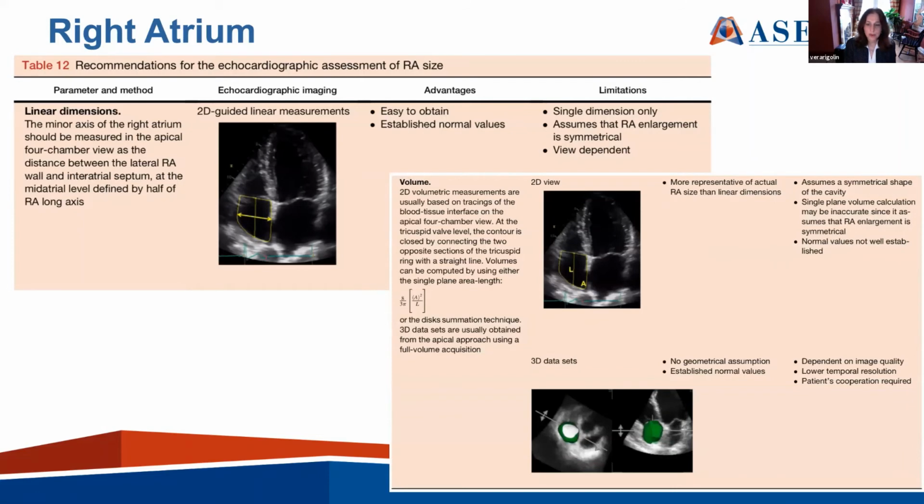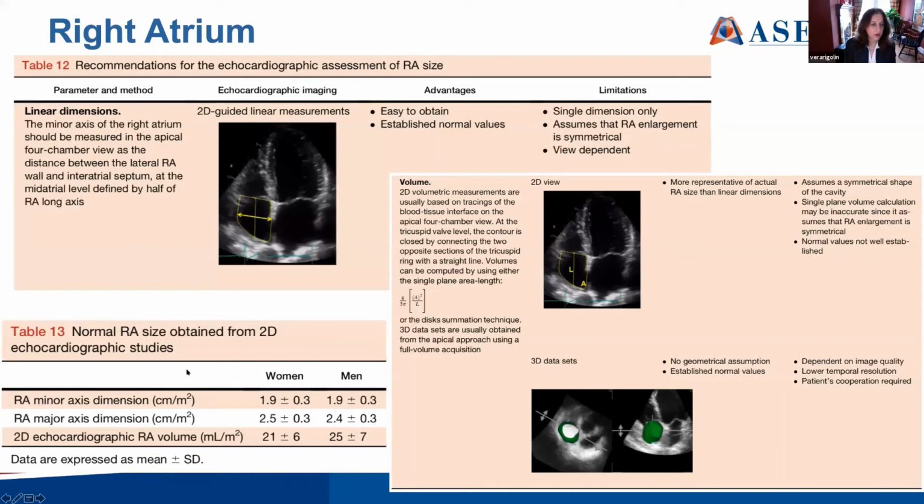Now, we can also measure volumes, as shown here, and this is more representative of actual right atrial size than the linear dimension, but again, because we're only doing it in one view, it assumes that the right atrium is symmetrical in shape, and normal values are not fully established. We can also do 3D echo to measure the right atrium, but again, it's dependent on image quality. There's lower temporal resolution and patient cooperation is needed.